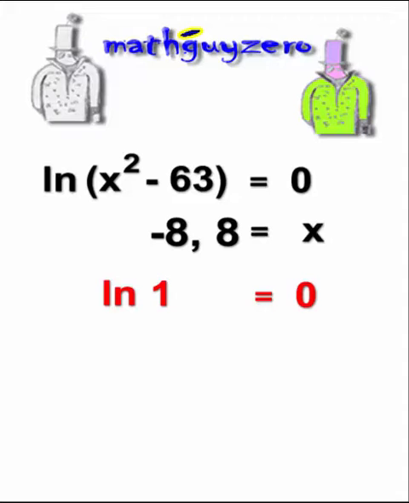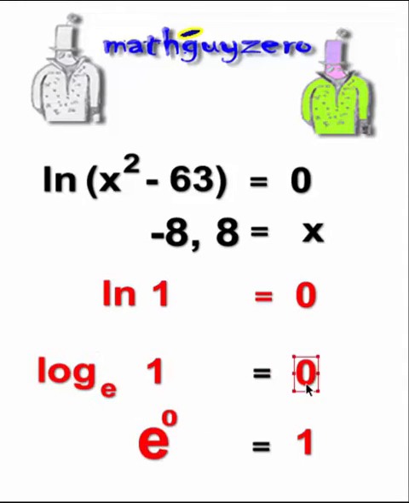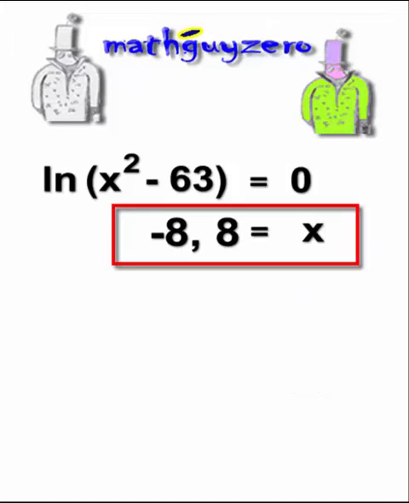So let's double check that. The natural log of 1 is 0. Natural log is log base e of 1, and that's saying the same thing as e to the 0 equals 1, and that is in fact true. So therefore, that is your answer.